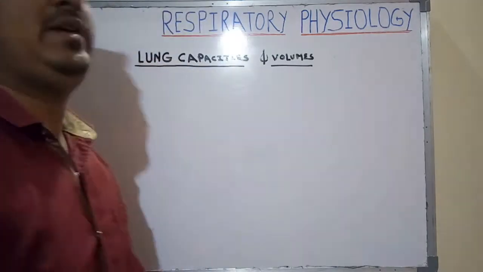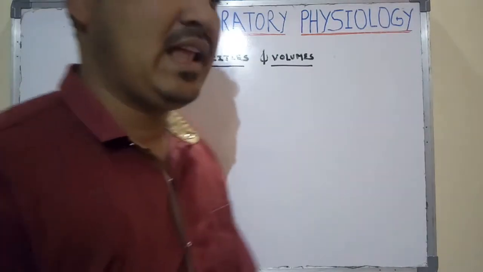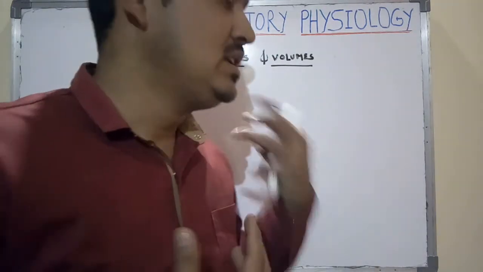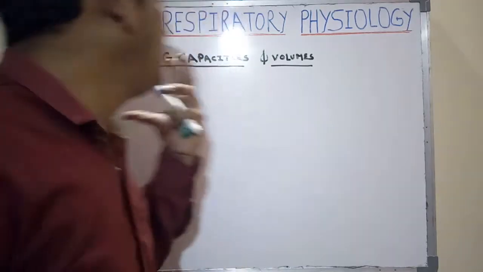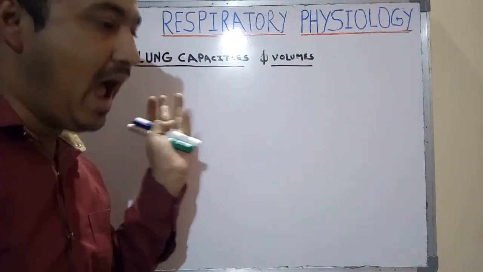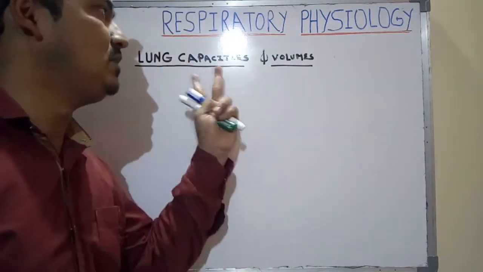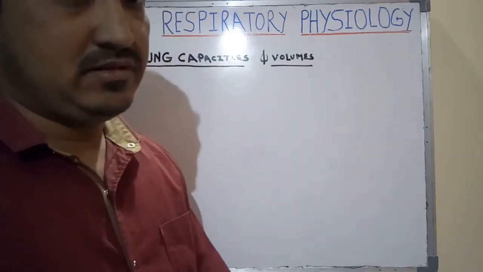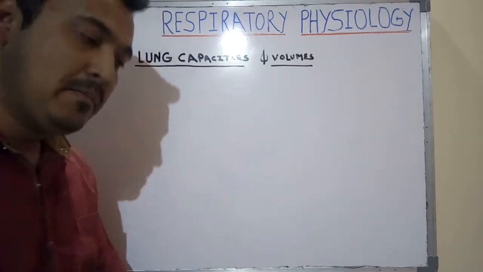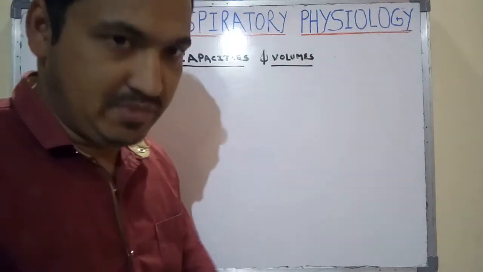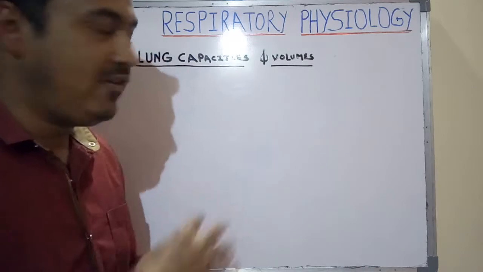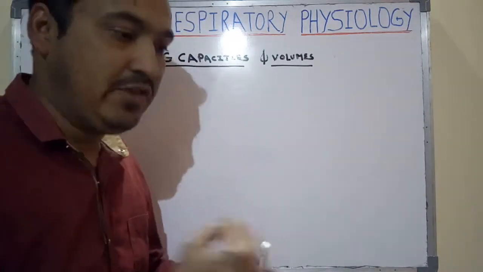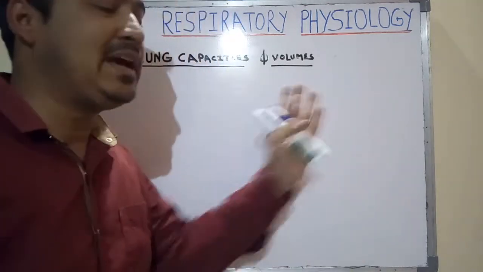But what amount of air we inhale, what amount of air we exhale, and what amount of air the lung itself has, this is what we call lung volumes, and lung capacities. These two terms, capacities and volumes, are different. Volumes can be measured, capacities can never be measured directly. When we add the measured values, we get capacities.